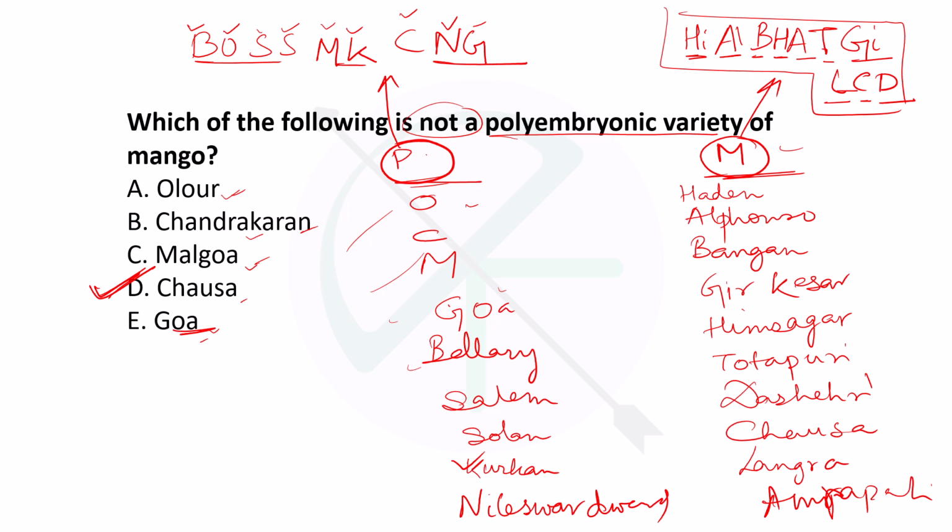What's the difference between polyembryonic and monoembryonic? In polyembryonic, from one seed multiple seedlings can develop, but in monoembryonic from one seed only one seedling can develop.